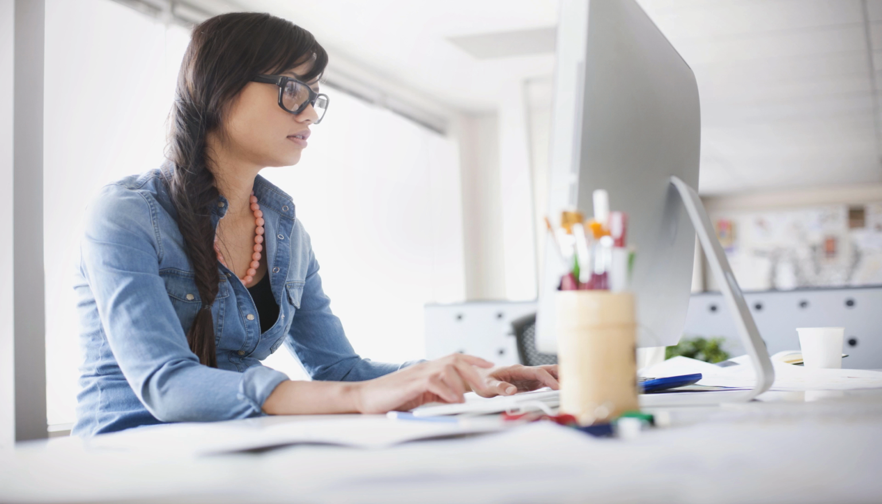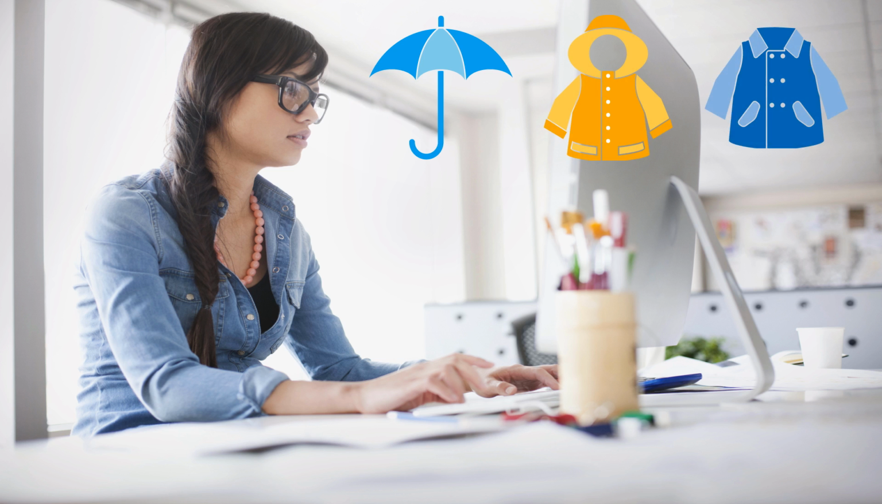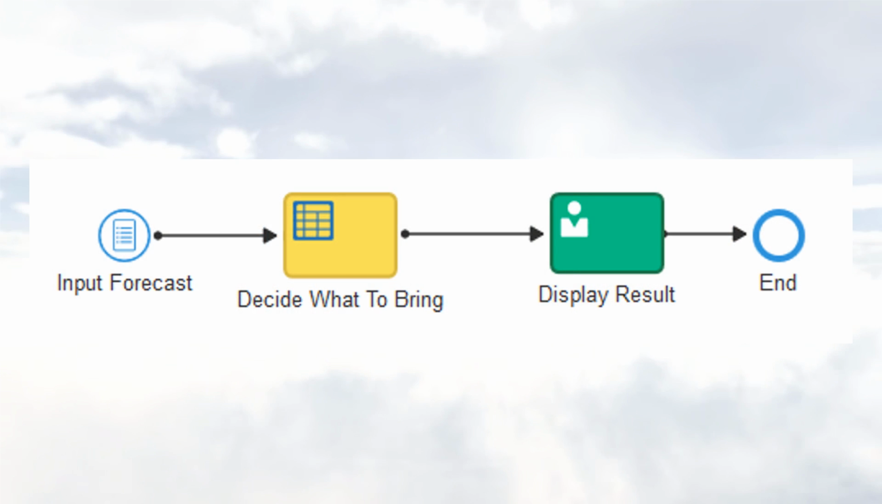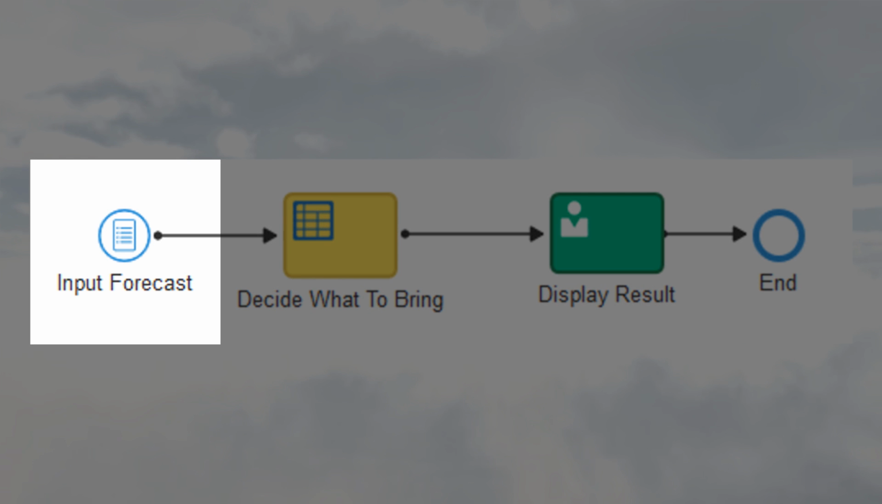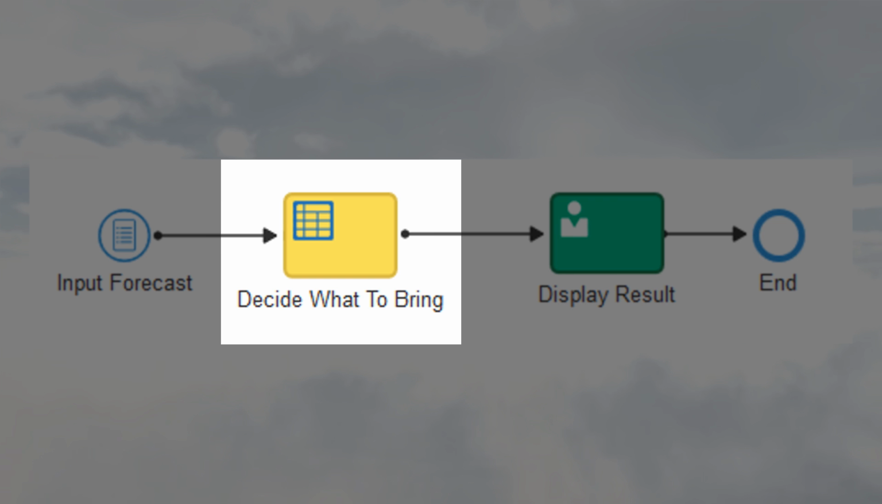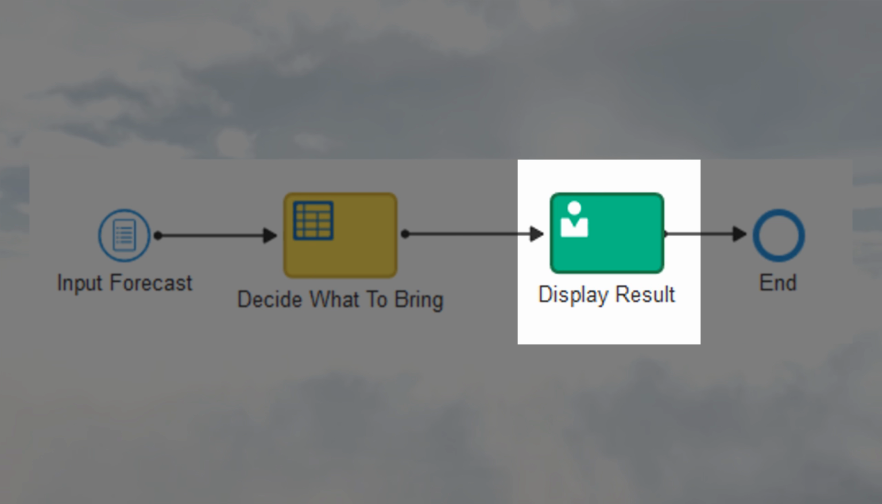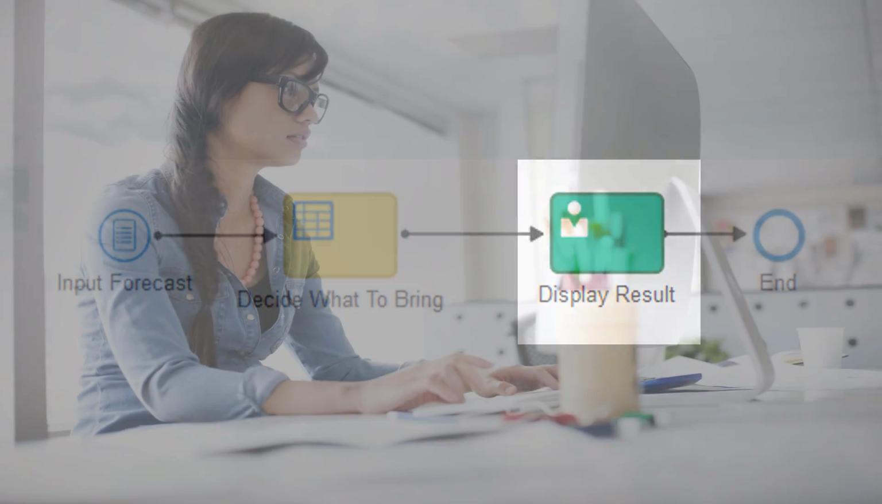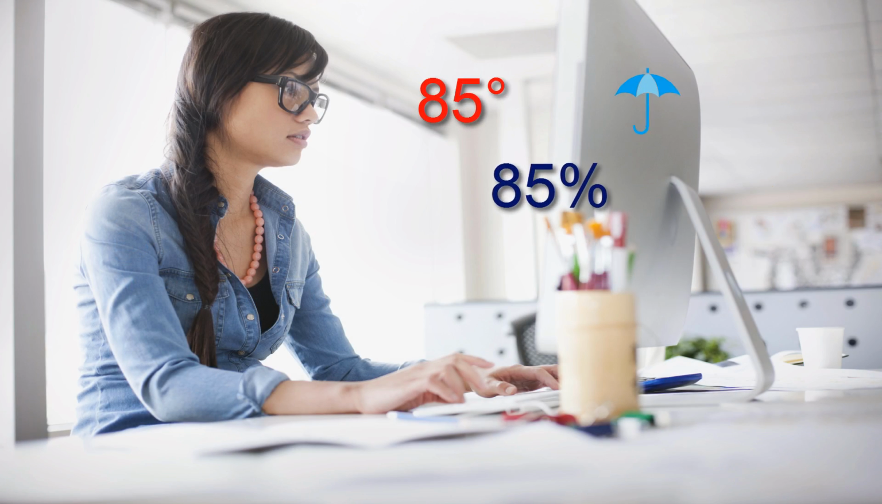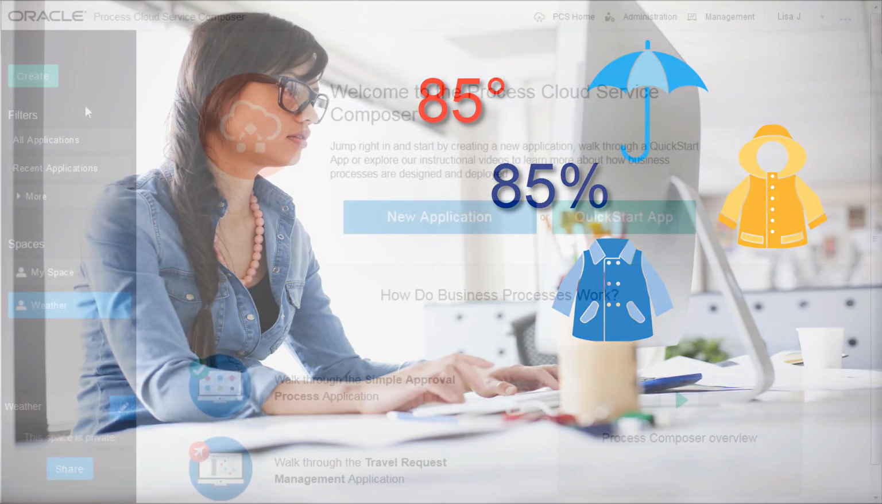Let's explore decision modeling by automating a simple decision like, do I need an umbrella, a raincoat, or an overcoat for today's weather? The business process starts with a form, where you enter forecast values for the current temperature and the chance of rain. The decision model analyzes the data. The human task displays the results. How can you make the decision fast and effectively with decision modeling?